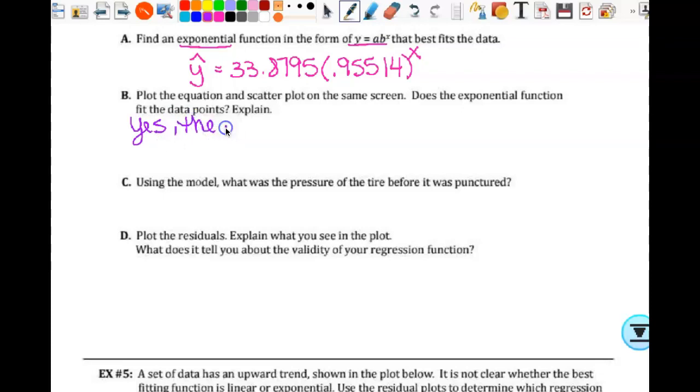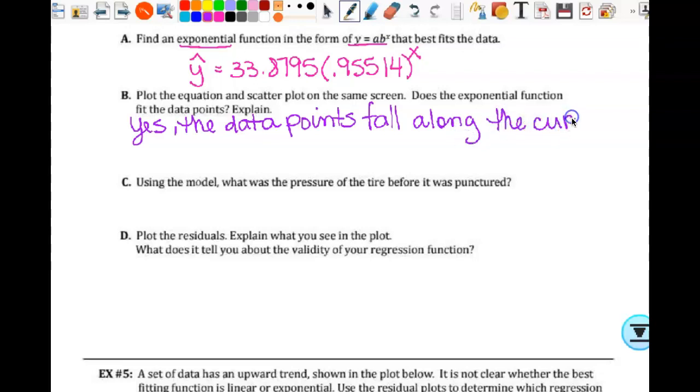The data points fall along the curve of the exponential regression.